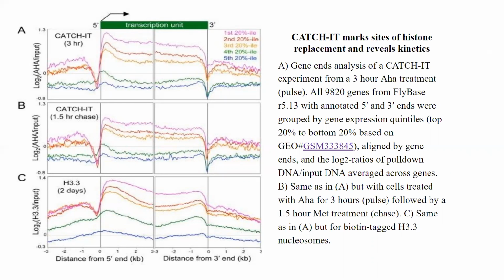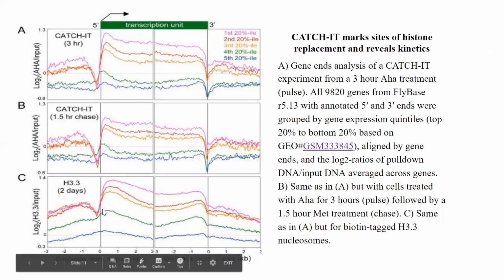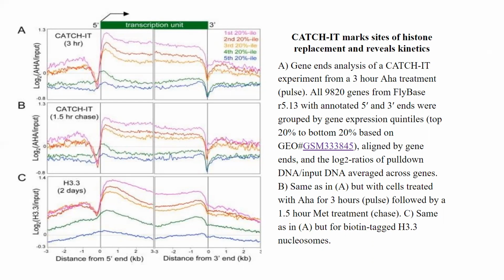When A is compared to B, where A is the normal KETCHIT method and B is KETCHIT with the methionine chase, you can see that the signals are reduced. They don't have a greater signal, as you can see there. And then they compared A to C, where C is the H3.3 steady state levels. As you can see, the data is actually pretty similar. That just shows that KETCHIT did in 3 hours what it took the previous method about 2 days to complete.